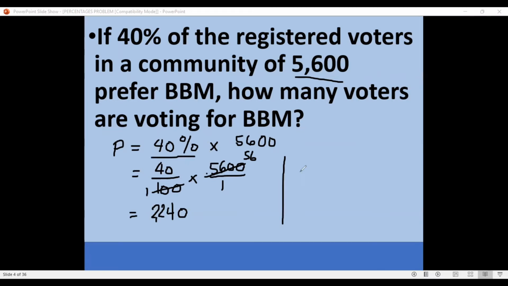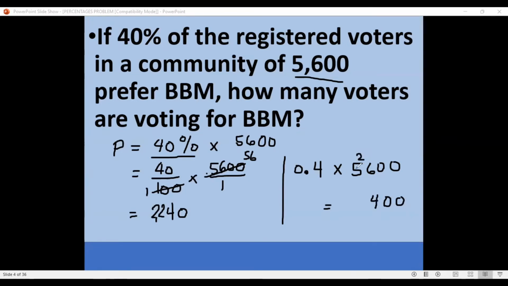Now, what if you are going to use the decimal form? You have 40%, so moving the decimal point 2 places, we will just have 0.40 or simply 0.4. That's the decimal equivalent of the 40%. So 0.4 multiplied by 5,600. If you are going to do that, again, 2 zeros will be written. So 2 zeros, then multiply 6 and 4. That will give you a 24.